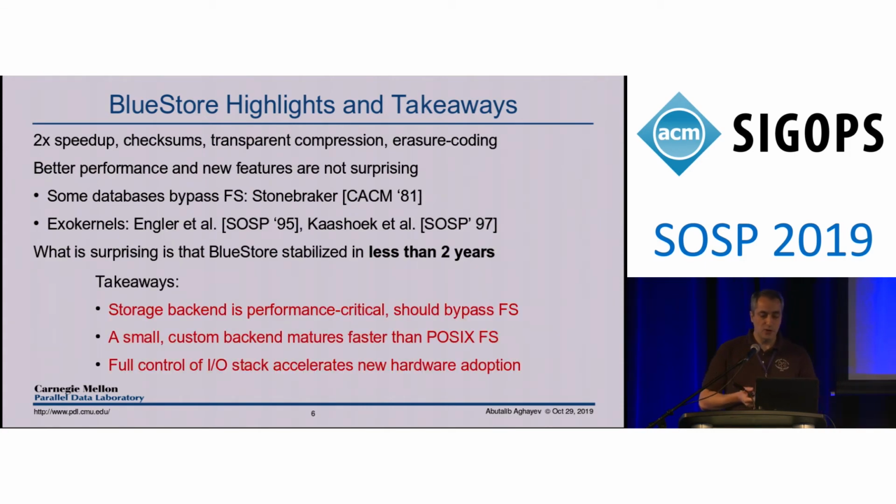To summarize, the Ceph project experience has the following takeaways. First, just like databases, storage backends are performance-critical pieces of code, and therefore they should bypass the file system. Second, implementing a backend with a small custom interface can mature much faster than implementing a full-blown POSIX file system. And third, with full control of the I/O stack comes the freedom to quickly and efficiently adopt new and backward incompatible storage devices. Now I will talk about some of the challenges that general purpose file systems present for implementing efficient storage backends.